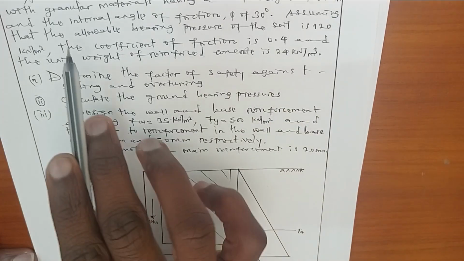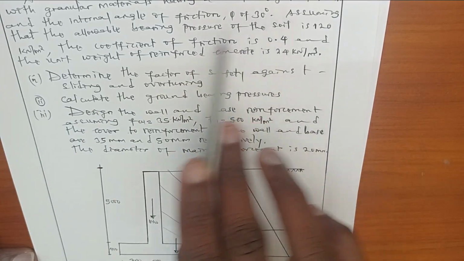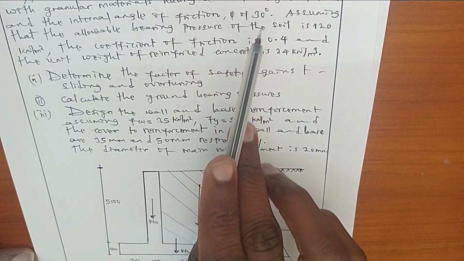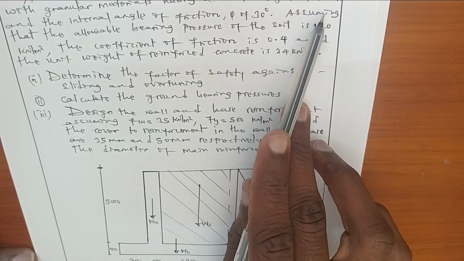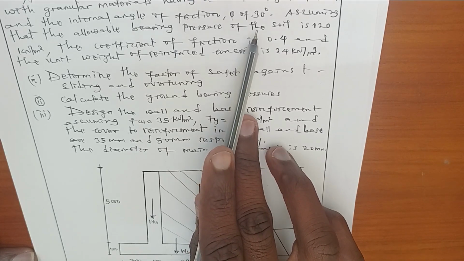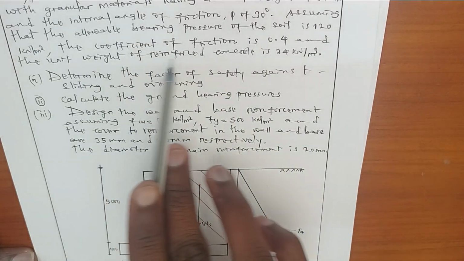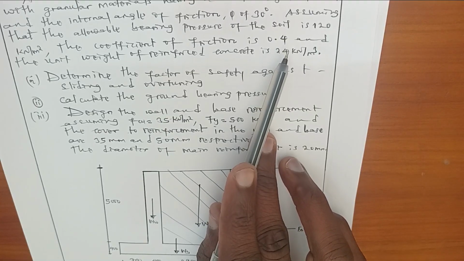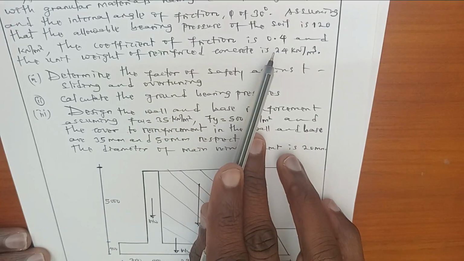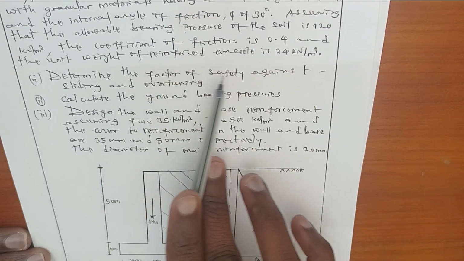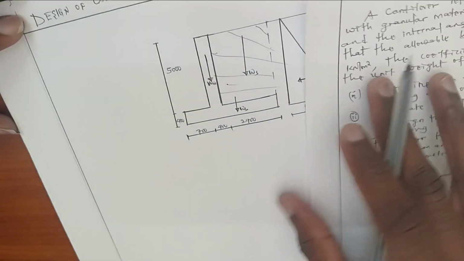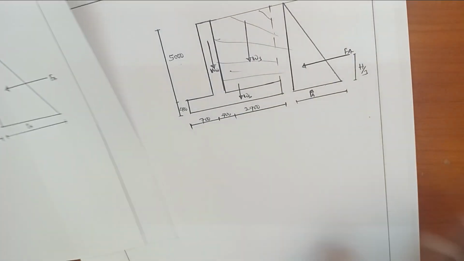In our problem, which states that a cantilever retaining wall is shown below, it is backfilled with granular materials having a unit weight of 19 kilonewton per meter cube and an internal angle of friction of 30 degrees. Assume the allowable bearing pressure is 120 kilonewton per meter square. The coefficient of friction is 0.4 and the unit weight of reinforced concrete is 24 kilonewton per meter cube. Now, this is our data given.